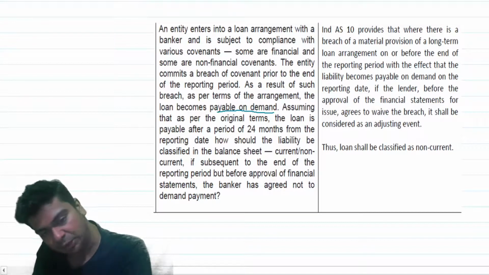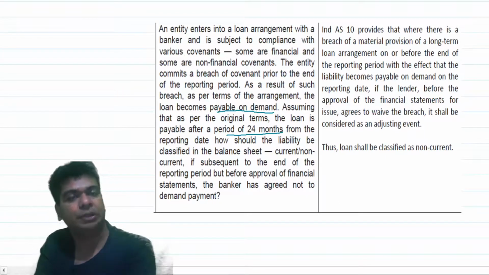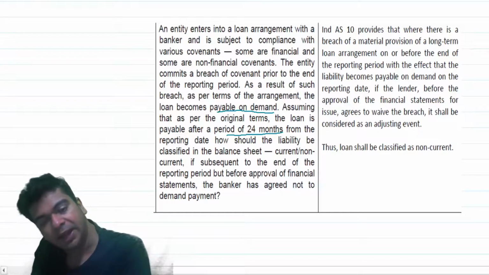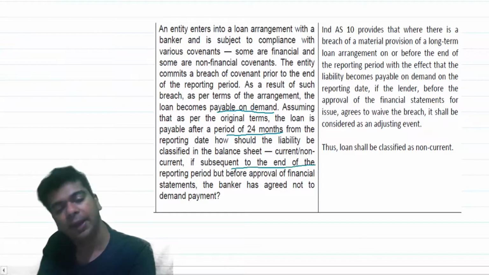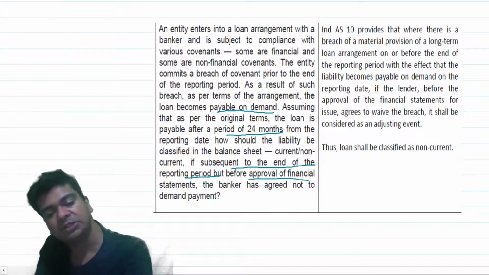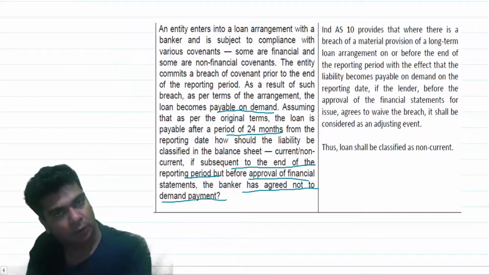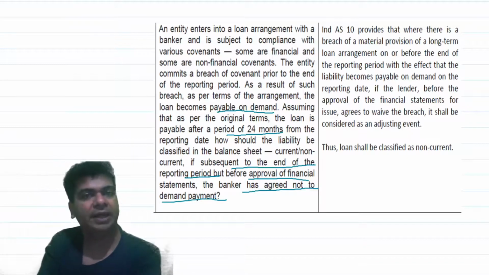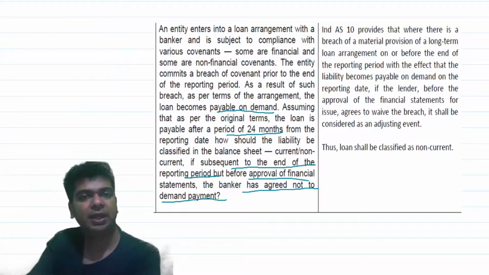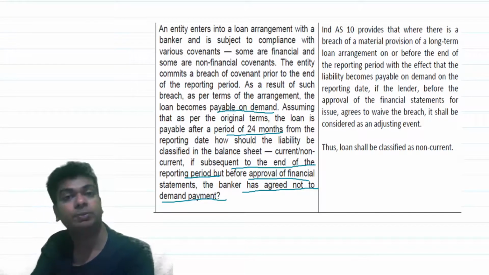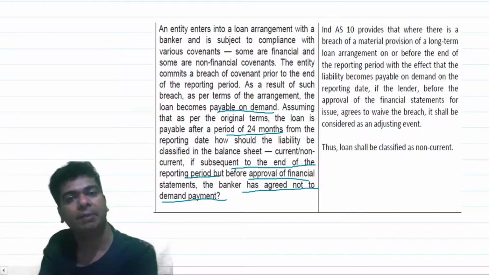Assuming that as per the original terms, the loan is payable after a period of 24 months. If the loan is payable after 24 months, then it is actually a non-current liability. How should the liability be classified in the balance sheet: current or non-current? If subsequent to the end of the reporting period, but before approval of the financial statements, the banker has agreed not to demand the payment. You have basically taken a loan for 24 months. Ideally, it should be classified as a non-current liability on the balance sheet date. But just before the balance sheet date, you have breached certain terms and conditions because of which the loan has become immediately payable. Hence, the status of the loan on the balance sheet date has become current liability.